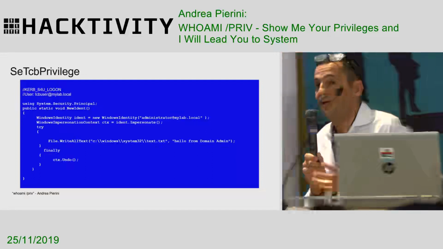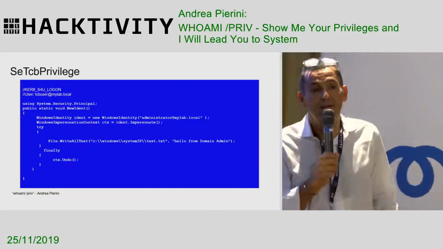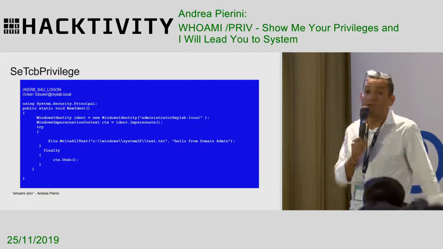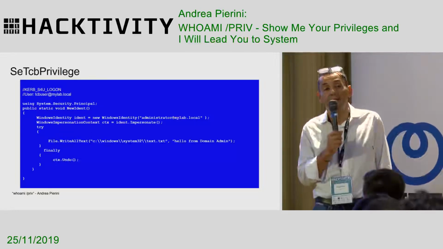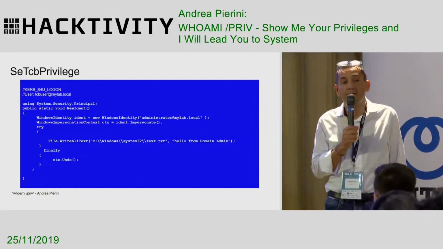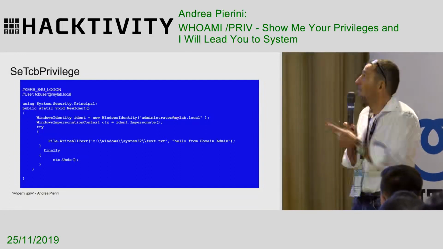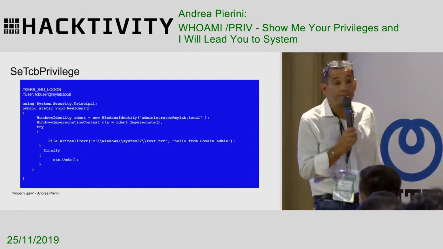Using C# and Kerberos authentication is very, very easy. As you can see, only two lines of code, and I'm able to write in a protected directory as the user, which is not admin, but has the TCB privilege, because I assume the identity of domain admin. Very, very easy.